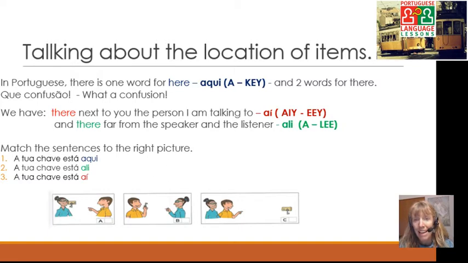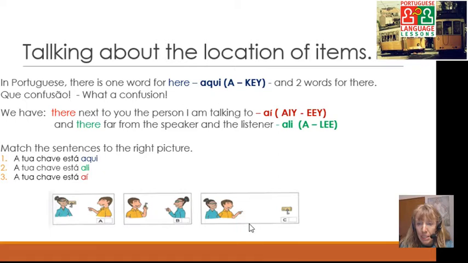We don't need to add in the words there next to you. We can simply choose to use aí. If I say ali, I mean it's far away from me and far away from you, the person I'm talking to. The reference is always relating to the person who I'm talking to. So let's look at some pictures underneath here to help you.